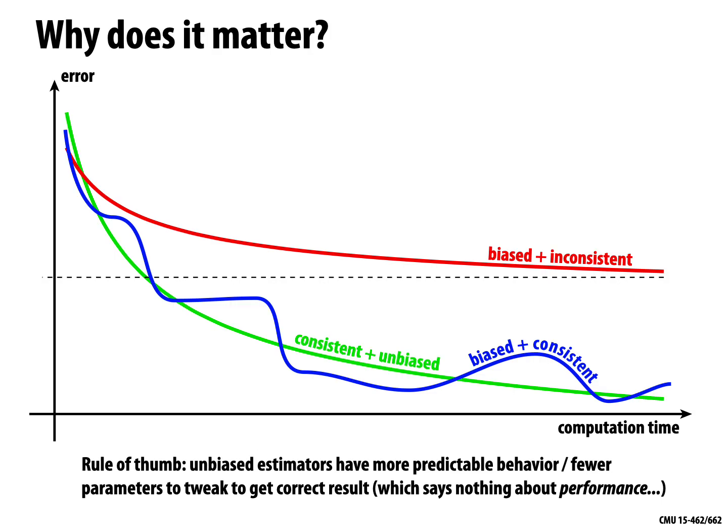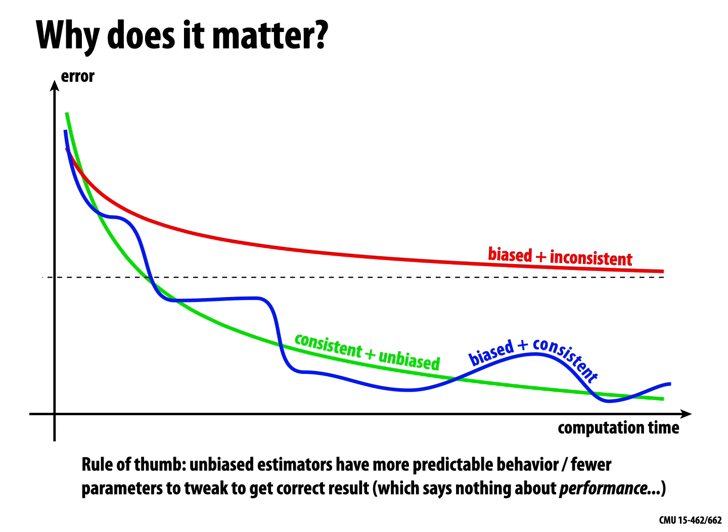Why does it matter? Why are we spending so much time talking about this? Well, the rule of thumb is that if you have an estimator that's unbiased and consistent, I mean, you want it to be consistent always, right? You want to be able to get the correct answer eventually. Why does it matter whether it's biased or unbiased? Unbiased estimators tend to have more predictable behavior. And especially with a Monte Carlo estimator, you really know that the error is decreasing at some predictable rate. So you really know how much computation you need to do to get a result of a certain quality, to bring the error below a certain threshold.